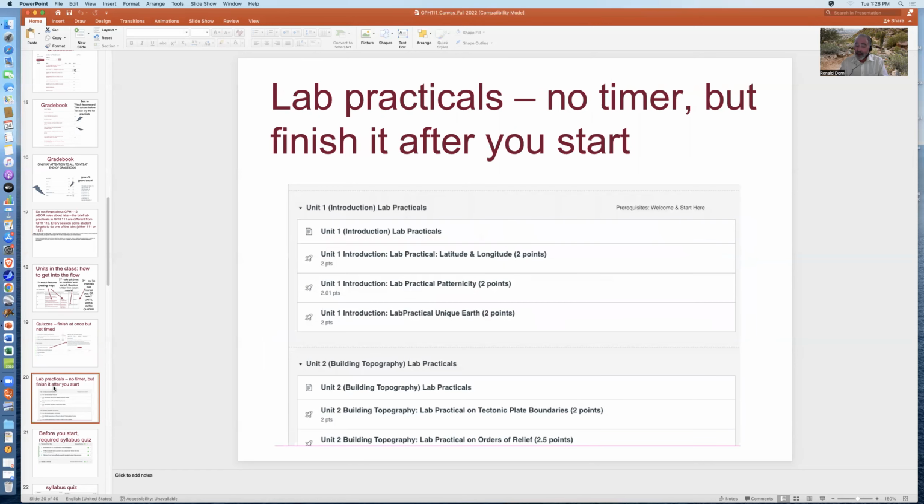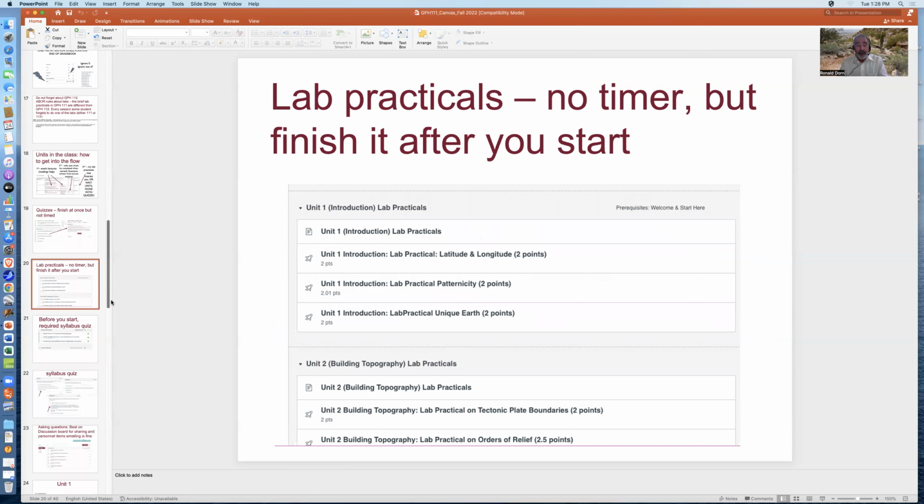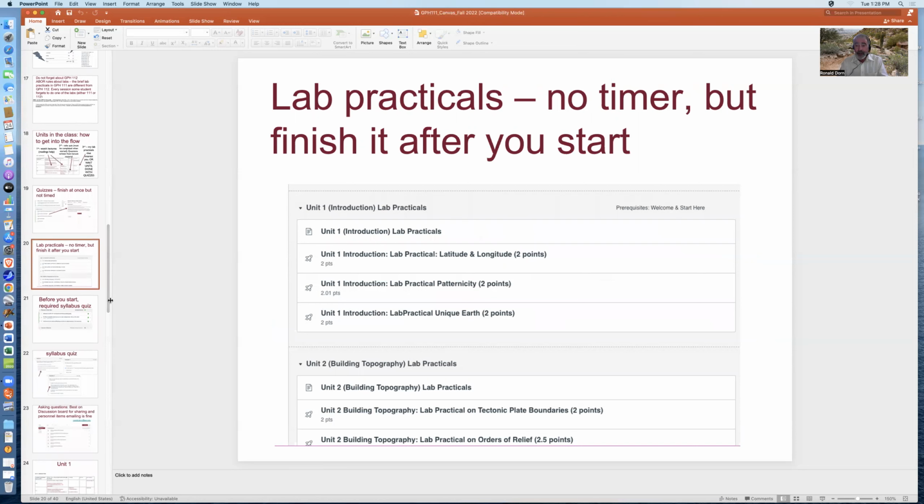The lab practicals are slightly different. There's no timer, but you can stop and resume. The intent is that you can stop, take screenshots of what you're working on, and email me to ask questions.